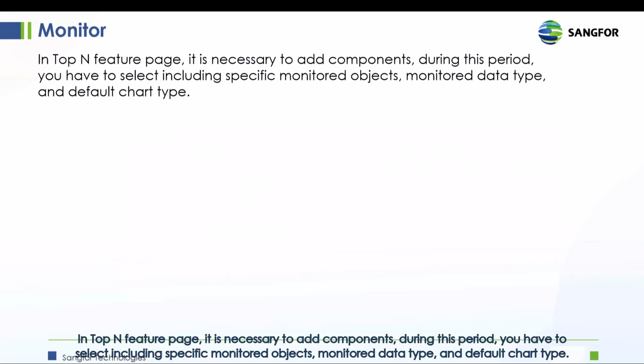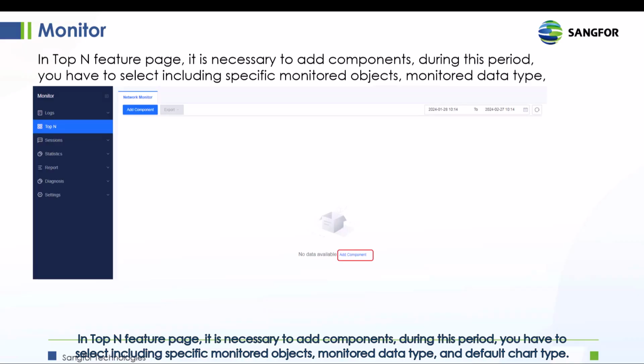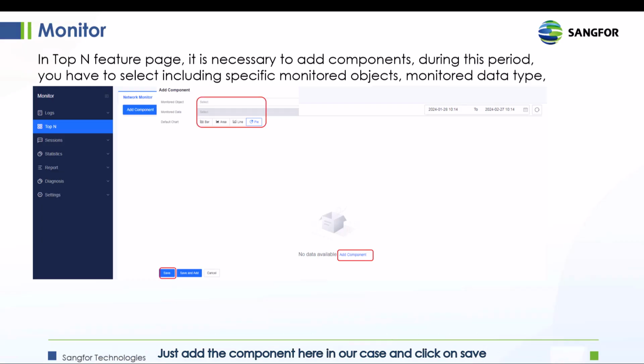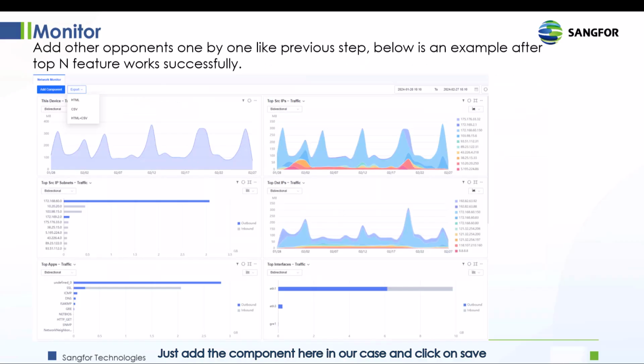In the Top N feature page, it is necessary to add components. During this process, you have to select the specific monitored objects, monitored data type, and default chart type. Just add the component here in our case and click on Save. Add the other components step by step in the same way as you did in the previous step.